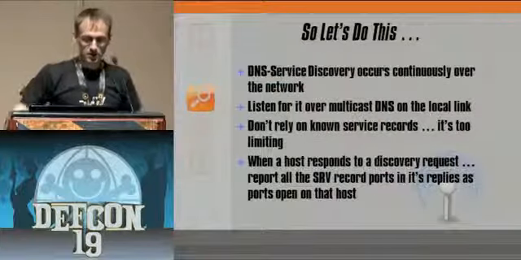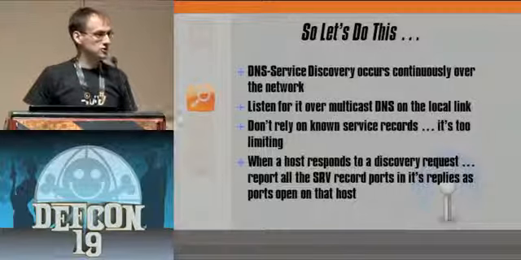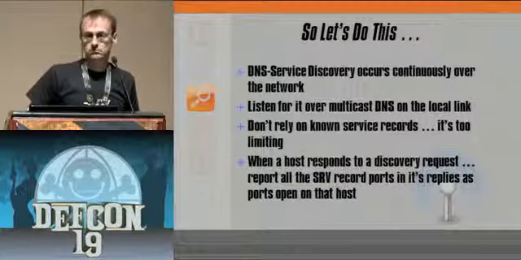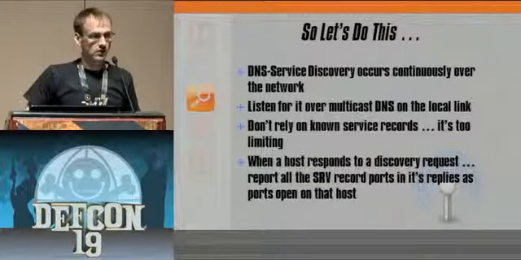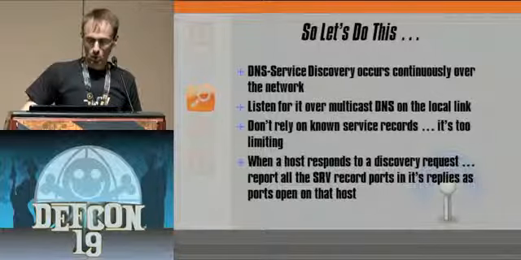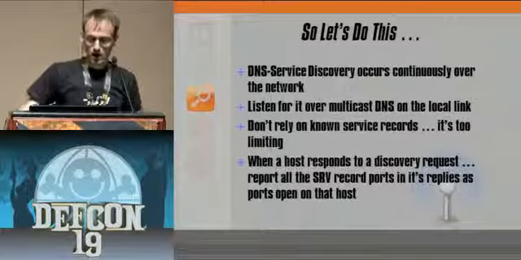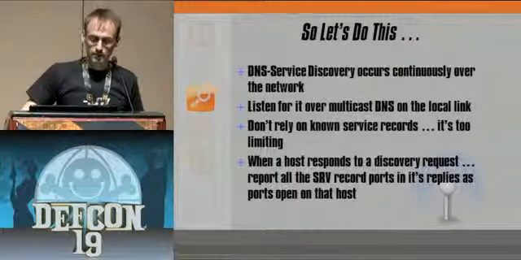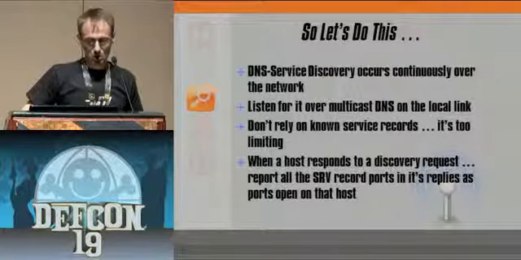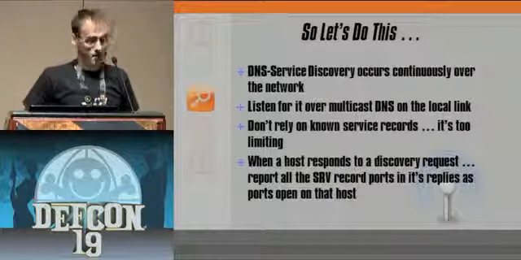So let's do this. DNS service discovery occurs continuously over the network. You want to make sure, for the user or for the software itself, that that list is fresh. So it's continually discovering this information out there, making sure that list is fresh for the software or for the user. So listen for the DNS service discovery traffic over multicast DNS. Don't rely on known service records. It's a very long list. It's tool limiting. When a host responds to a discovery request, report all of the SRV or service record ports in its replies as ports open on that host.